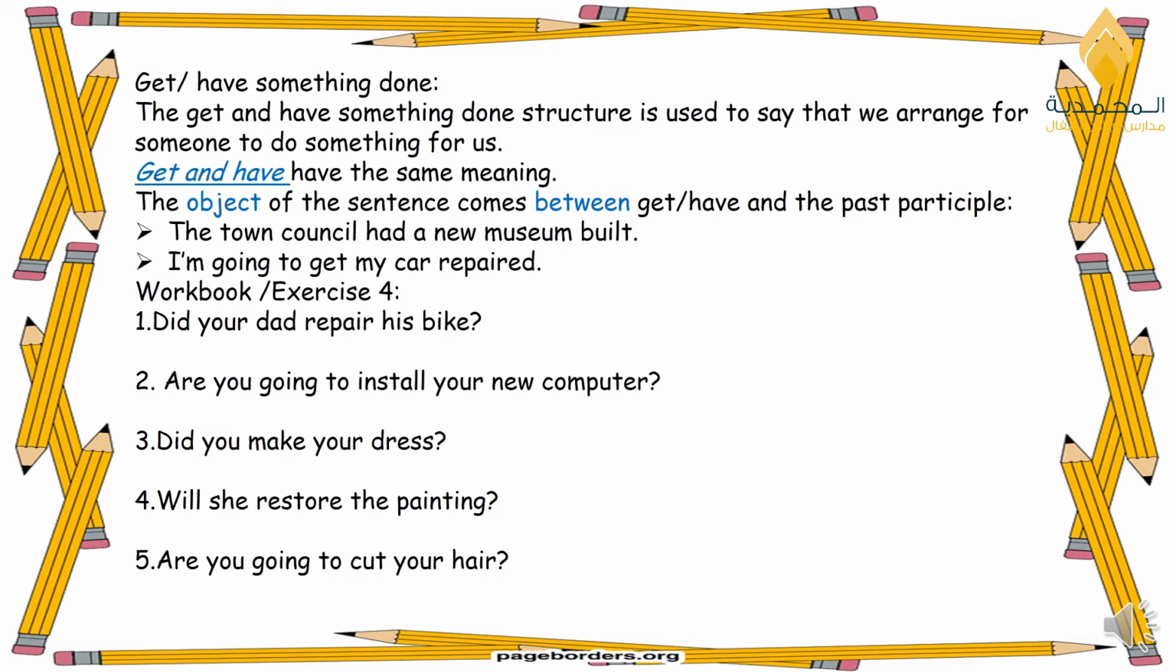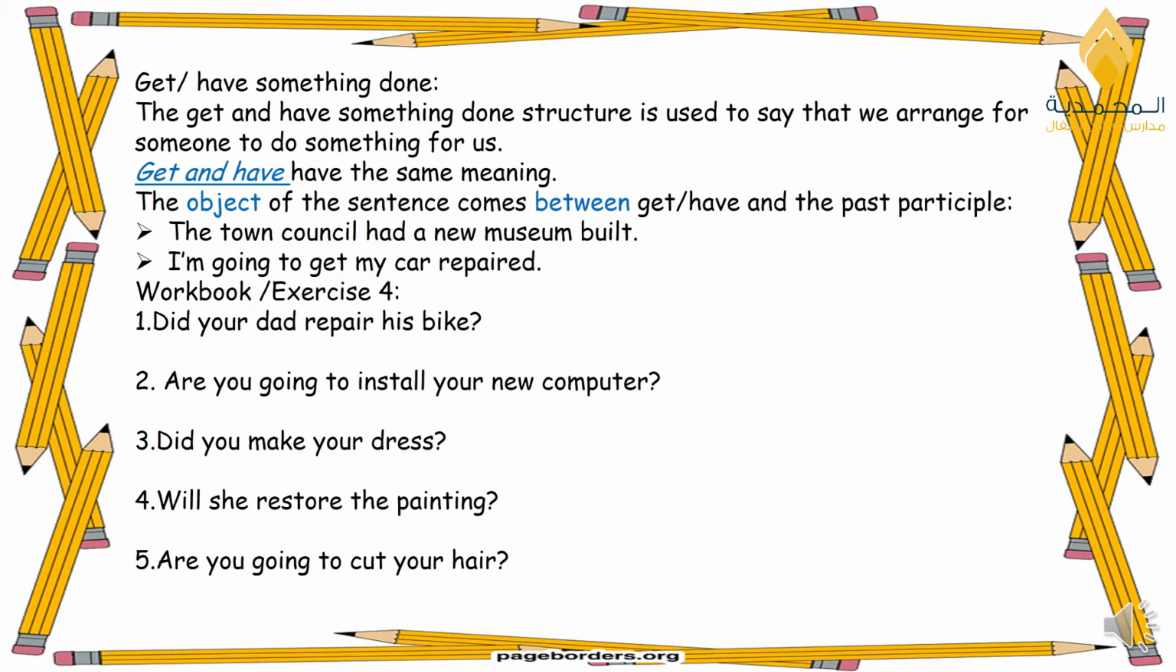You have to know that get and have have the same meaning. So, if you use get or if you use have, both of them are correct. What else about this structure? I want you to know that the object of the sentence comes between get or have and the past participle. So it comes in the middle, between get or have and then the past participle, or verb 3.